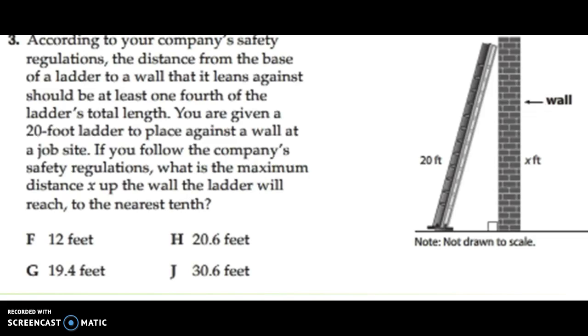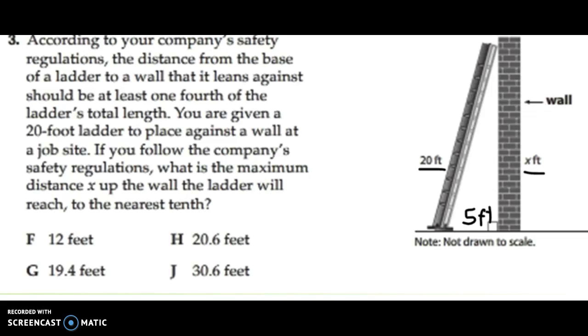So the information that they don't give us on the picture, but what they tell us in the problem, is that they want this to be 1/4 of the length of the ladder. So that's going to be 5 feet right here. And so x is my other leg, and I need to figure out from this how tall it's going to reach from the ladder.